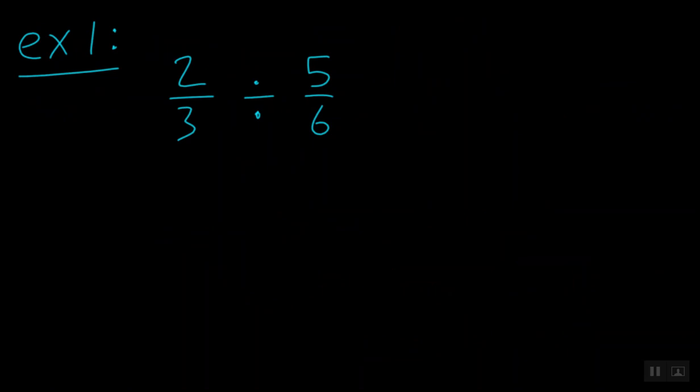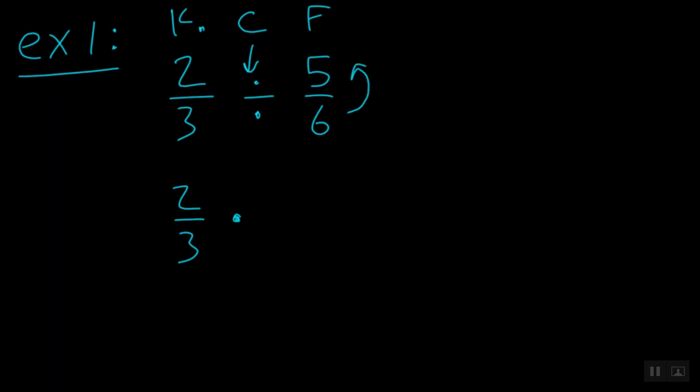Okay, for our first example, we have 2/3 divided by 5/6. Now let's go ahead and write KCF across the top. And so what does the K stand for? Keep. We are going to keep 2/3 the exact same. What does the C stand for? Change. We're going to change our division sign to a multiplication symbol. And flip, well, think about it like this.